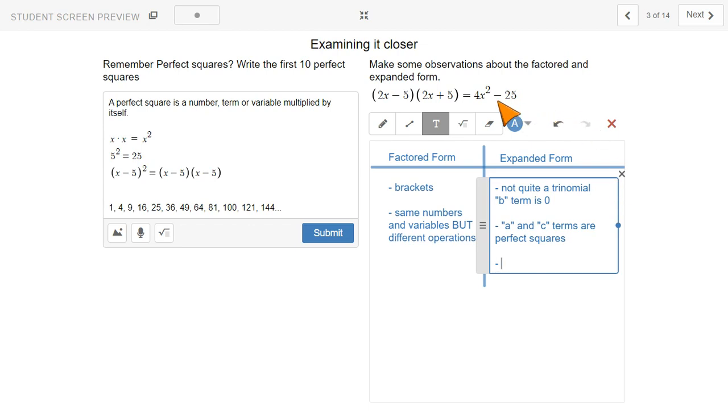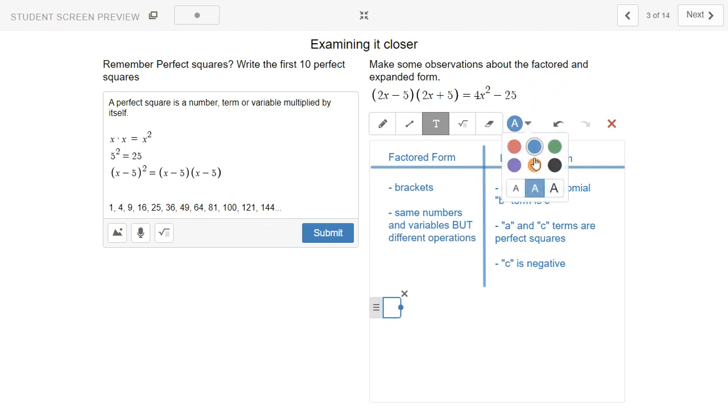Lastly, you'll notice that in all of our expanded form of difference of squares, the C term is negative. The reason that it's negative is because we have one positive and one negative, and so we'll always have a negative C term. Now, if we recognize these three things in our expanded form, then we can go backwards to our factored form. So let's write that down.